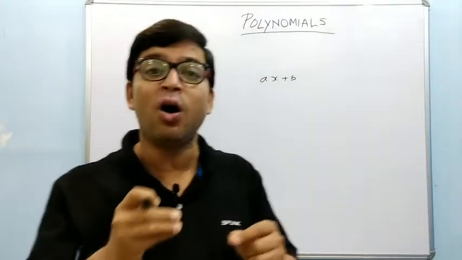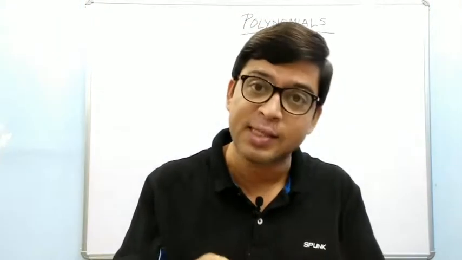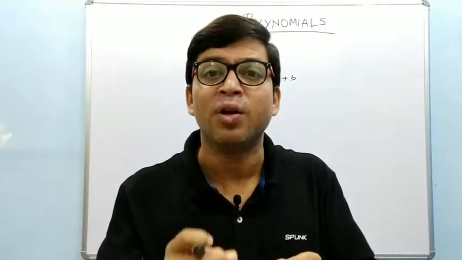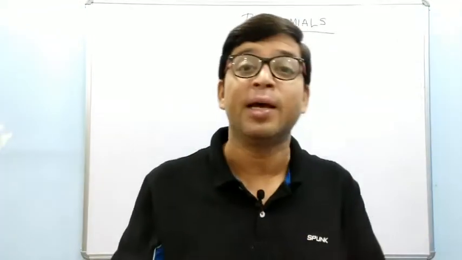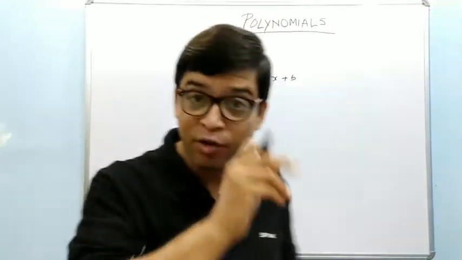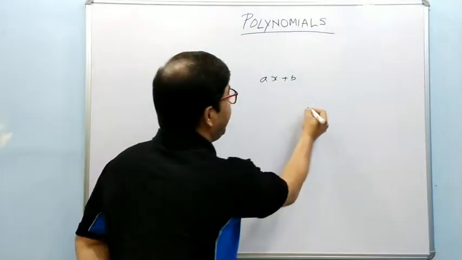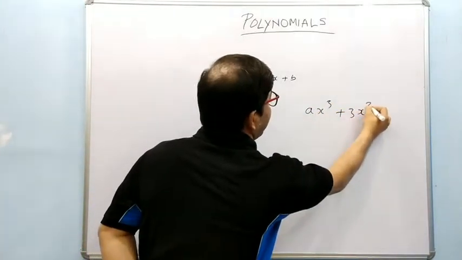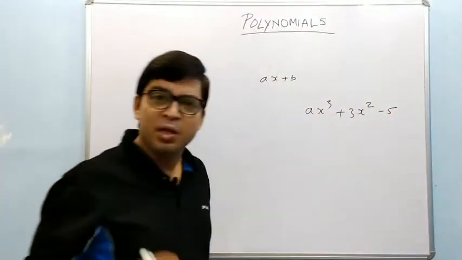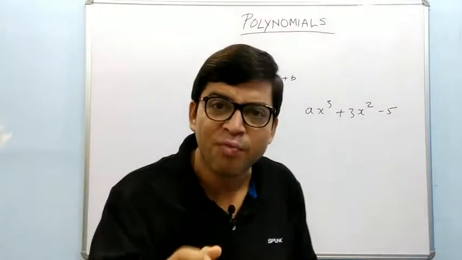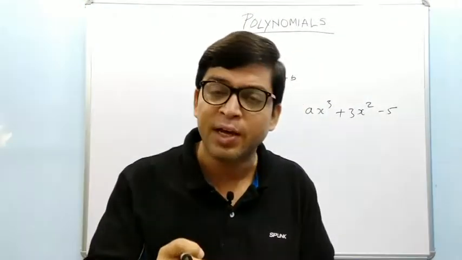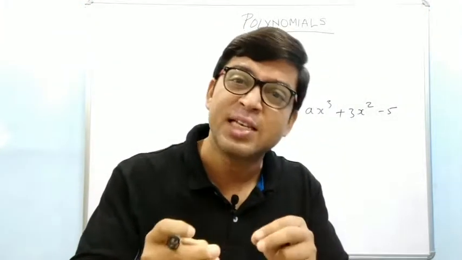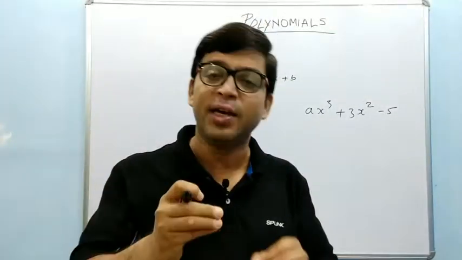The degree of a polynomial is the highest power of the variable present in the expression. Can you tell me the degree of the polynomial? I am writing here ax cube plus 3x square minus 5. The highest power of the variable x is 3. So what is the degree of the polynomial? 3. So you can the same way easily find the degree of the polynomial.